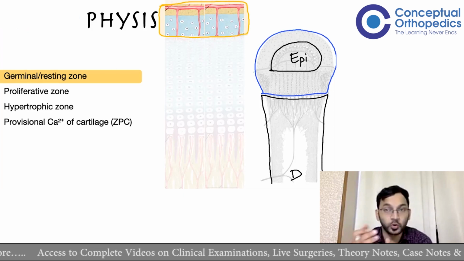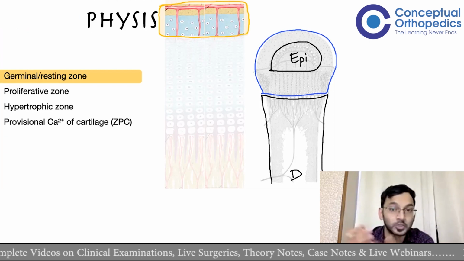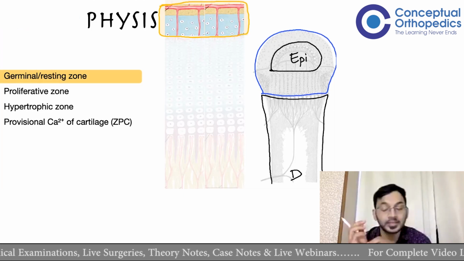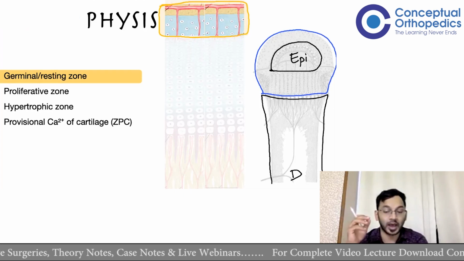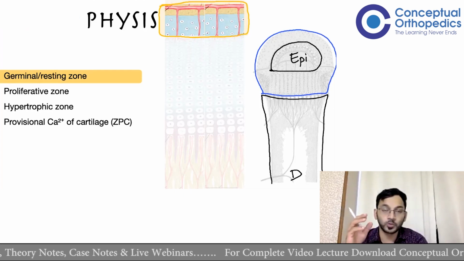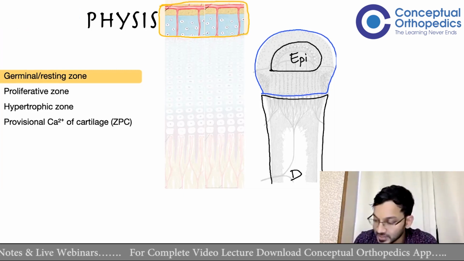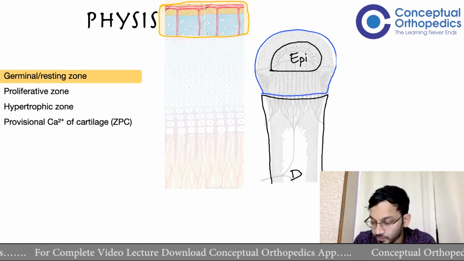So the storage diseases which we know will cause problems are lysosomal storage diseases. The diseases which affect the germinal zone or the resting zone are going to be the lysosomal storage disorders.